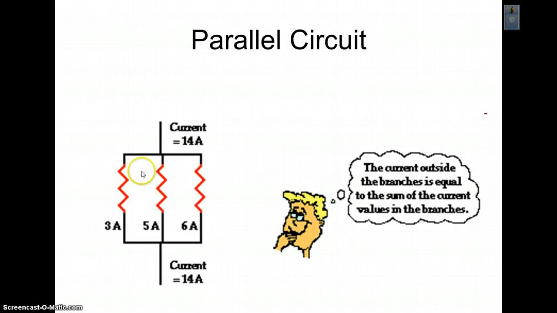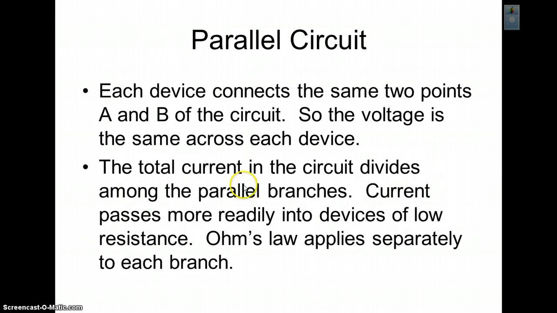In a parallel circuit, notice these are not in order, they're parallel to each other, and this would be a parallel circuit. What's different about a parallel circuit is that each device connects to the same 2 points, A and B, of the circuit, so the voltage is the same across each device.